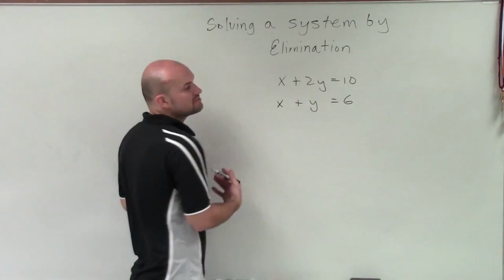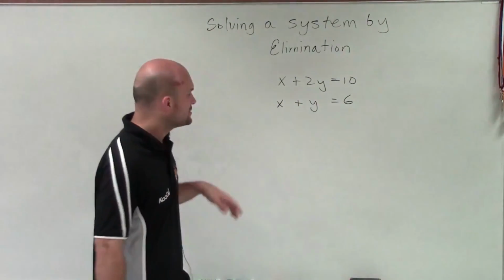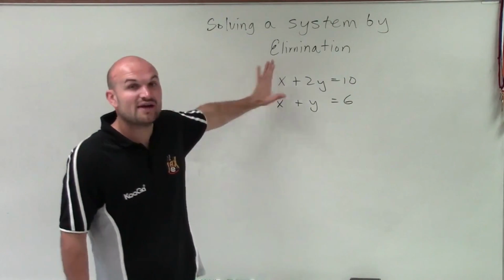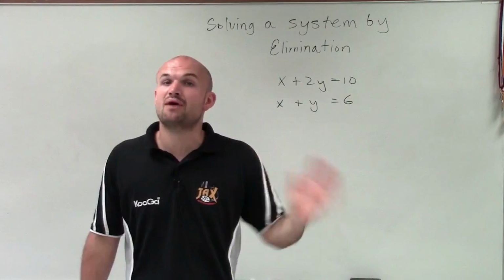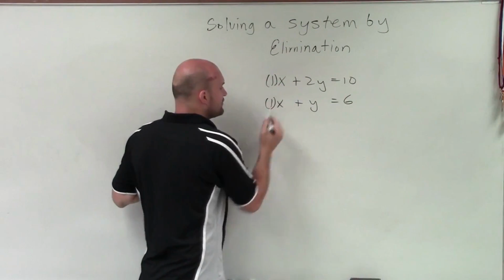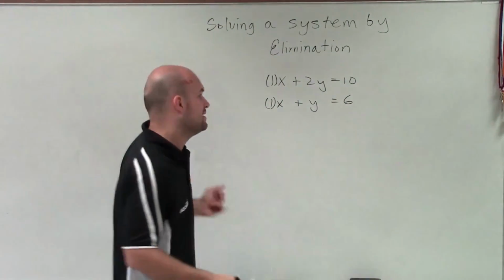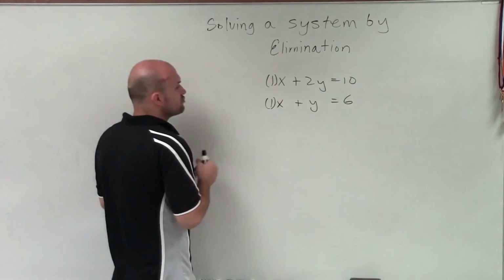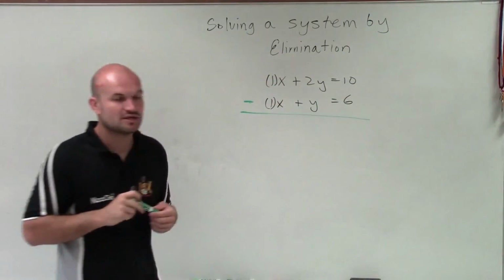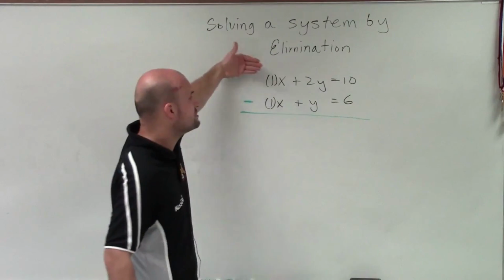Now, we could apply substitution on each one of these, but we're going to work on practicing elimination. So I would say elimination is nice when we see that they have the same variable and the exact same coefficient. And it doesn't matter if they're both positive or both negative. But you can see both of my x's have a coefficient of positive 1. When they have the same coefficient with the same sign, I'm going to subtract the two equations.